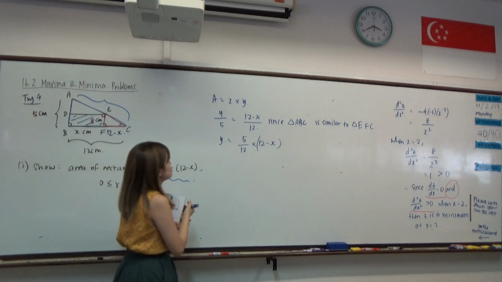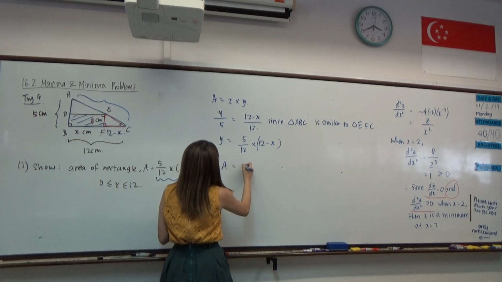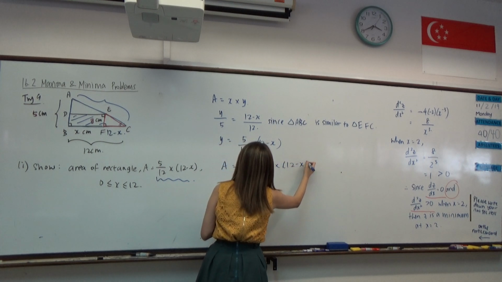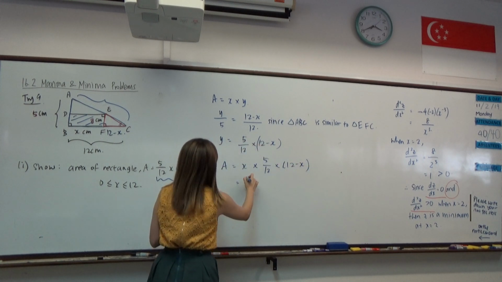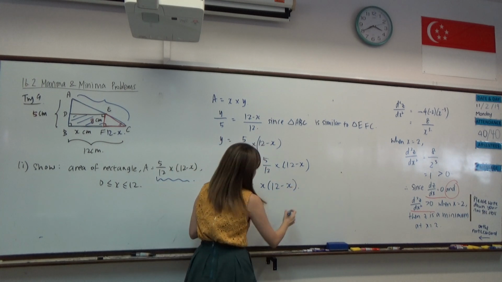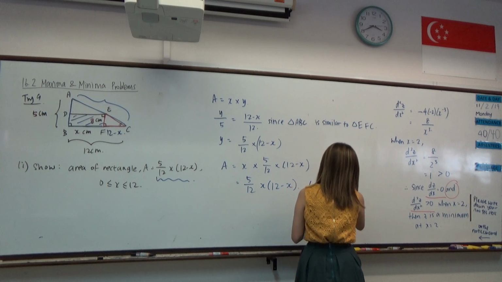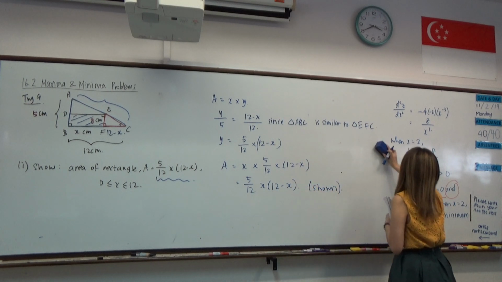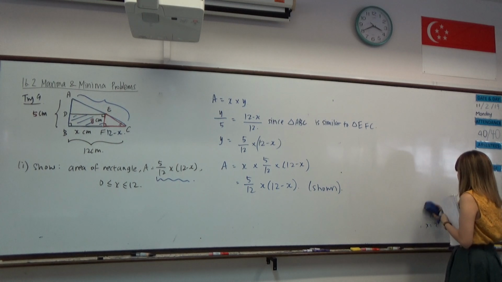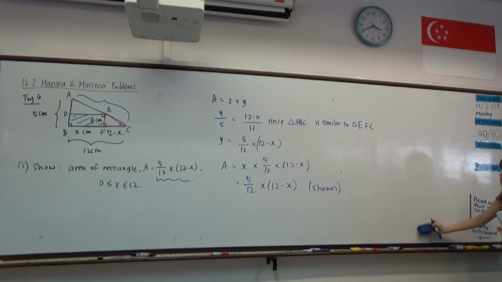Okay, so we can substitute in A is equal to x times 5/12 times 12 minus x. So we get A equals 5/12 x times 12 minus x. So shown. Okay, any questions regarding this?